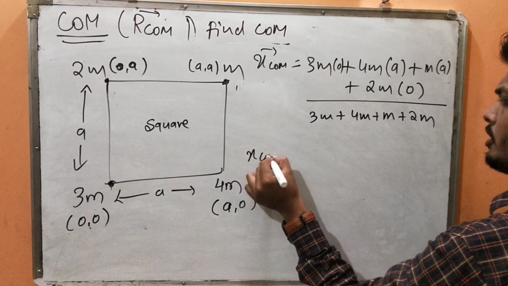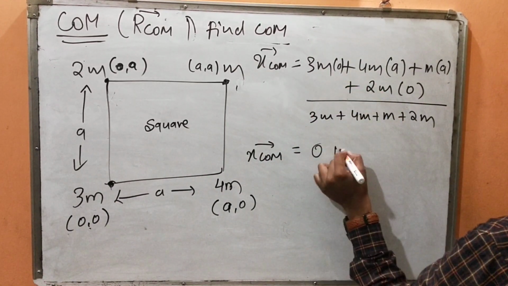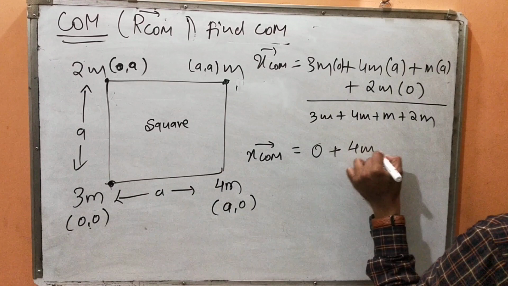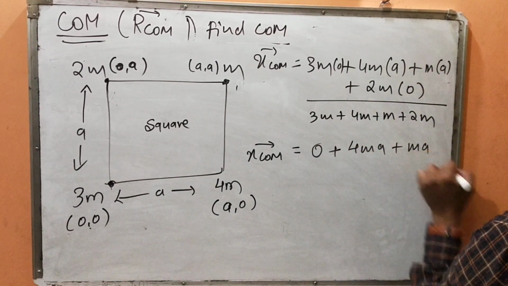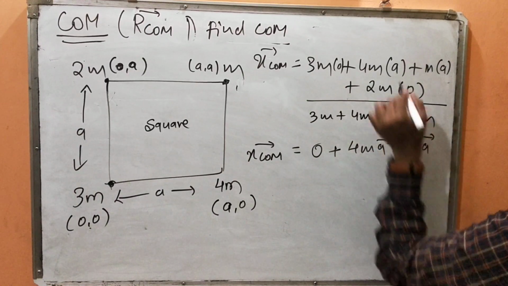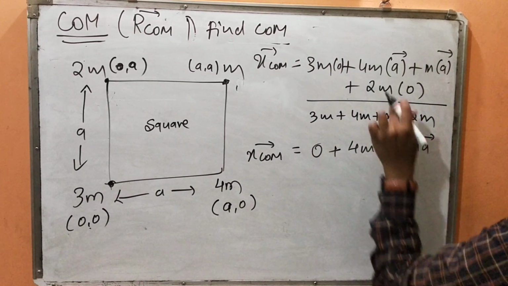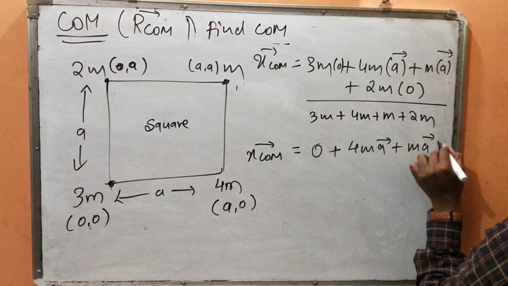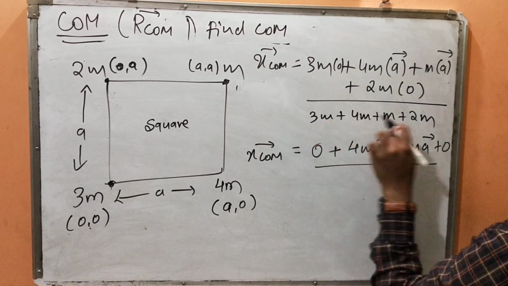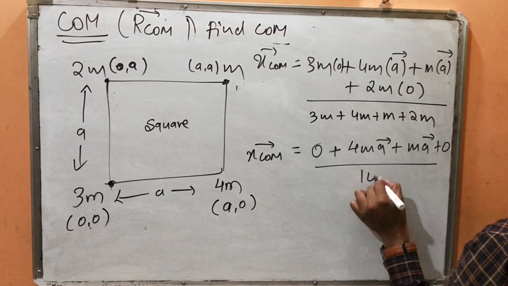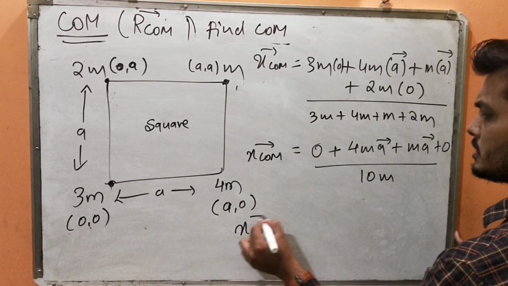So what is x center of mass? Come on, tell me. 3m into 0 will be 0. Are you understanding? 4m A plus mA. These are position vectors. It is always better if you show an arrow mark, so you will easily understand. Okay. What is 2m into 0 will be what? Plus 0. Got it? So add this: 4m, 7m, 8, 9, 10m. Are you understanding?